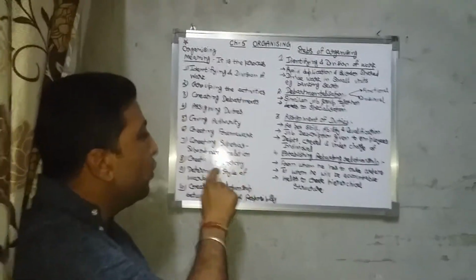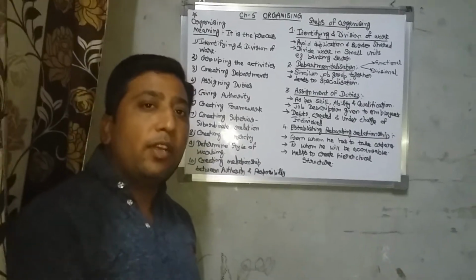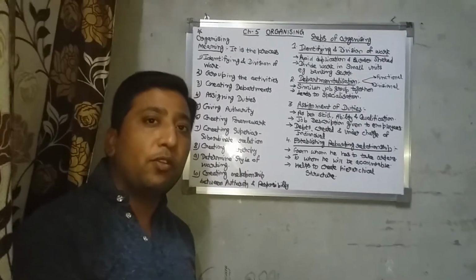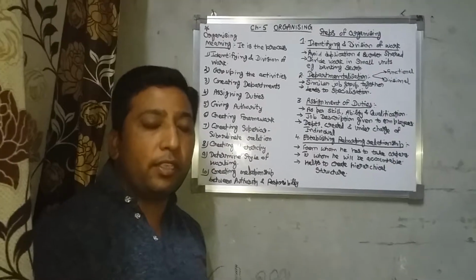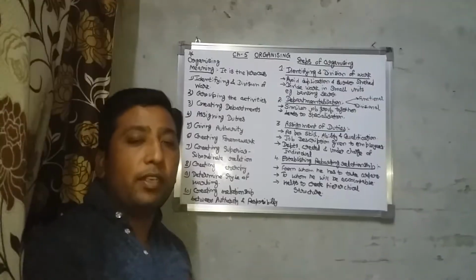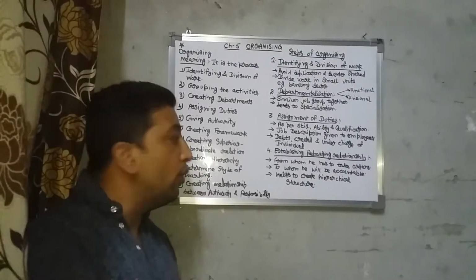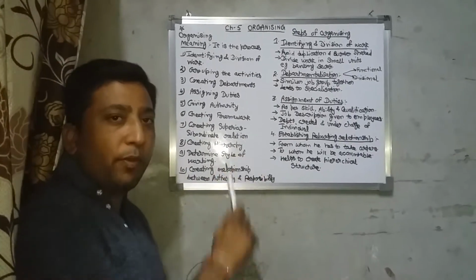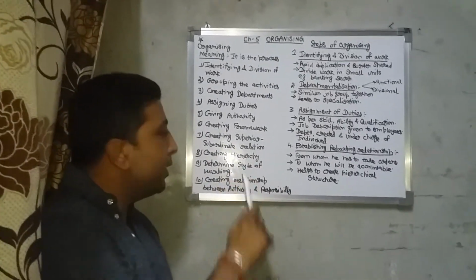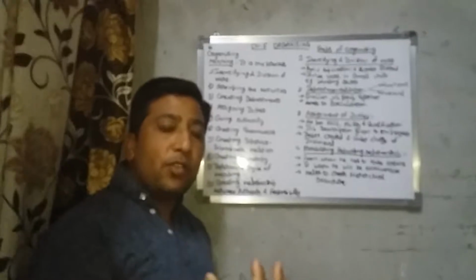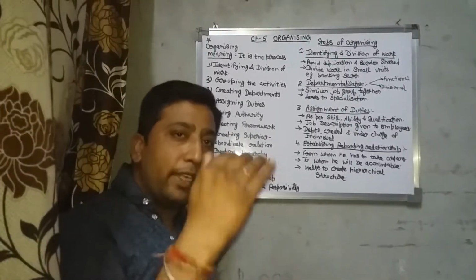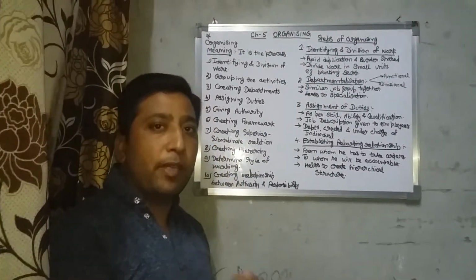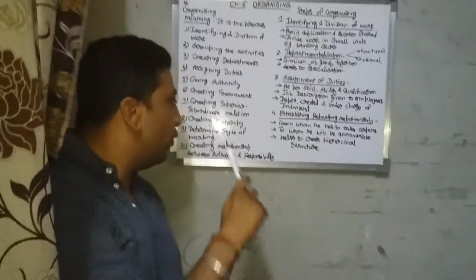Next, creating the superior subordinate relationship. An employee should know whom he should report to and whom he should take orders from. That is why the superior subordinate relationship is there. Next is creating hierarchy. Hierarchy means whom you have to report to: top level management, middle level management and lower level management. Each one has to report to the other.